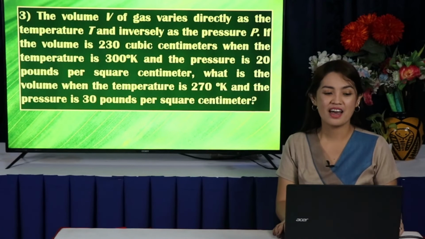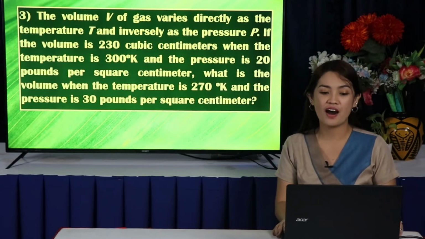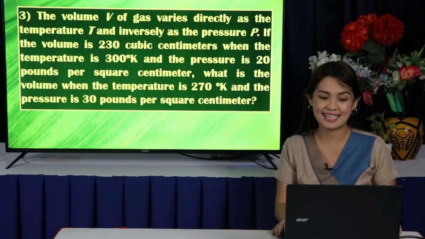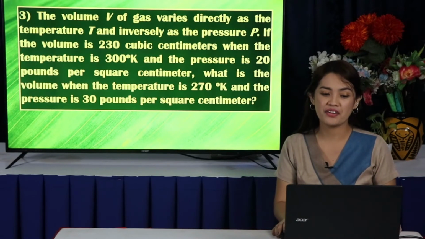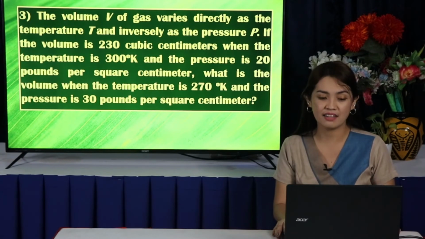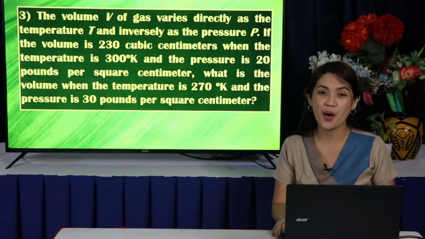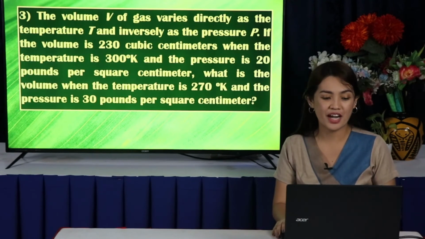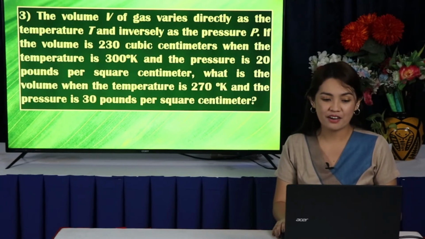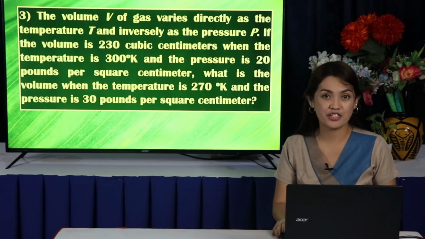Question number 3. The volume V of gas varies directly as the temperature T and inversely as the pressure P. If the volume is 230 cubic centimeters when the temperature is 300 degrees Kelvin and the pressure is 20 pounds per square centimeter, what is the volume when the temperature is 270 degrees Kelvin and the pressure is 30 pounds per square centimeter?